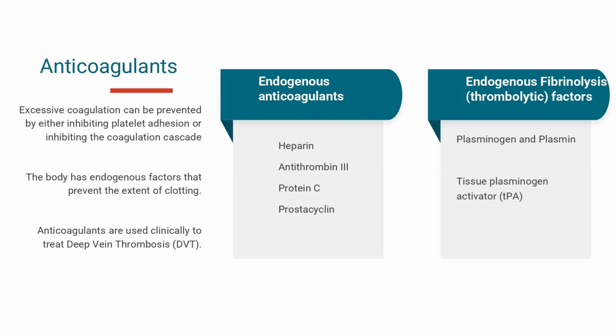The body has endogenous factors that prevent the extent of clotting. Also, some medications, anticoagulants, are used clinically to treat deep venous thrombosis. So, endogenous anticoagulants: heparin, antithrombin 3, protein C, and prostacyclin. What are endogenous fibrinolysis or thrombolytic factors? Plasminogen and plasmin, and tissue plasminogen activator or TPA.